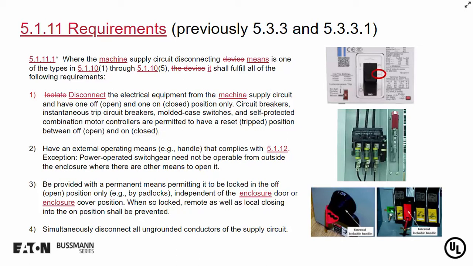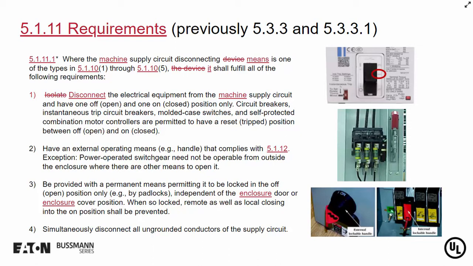Circuit breakers, instantaneous trip circuit breakers or molded case switches and self-protected combination motor controllers are permitted to have a reset or tripped position between the off open and the on closed position. So you see here in that picture of the molded case circuit breaker, there's a little red circle, and that's where the trip position is. So if that breaker tripped due to an overcurrent condition, that's where the handle would return to.